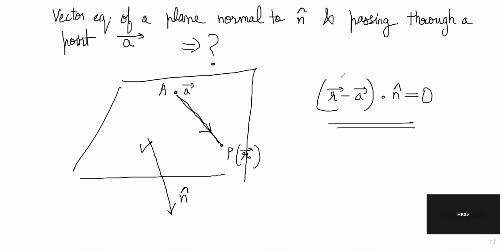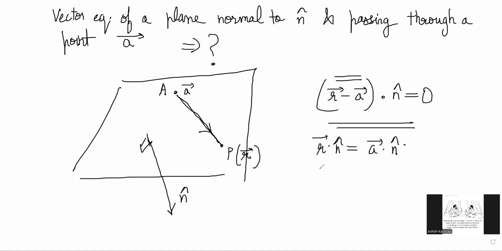Yes, sir. r minus A is a line in the plane and it will always be perpendicular to n. So r minus A dot n is 0. So you'll get r dot n is equal to A dot n. Nothing to remember. These are basic concepts. Okay. So that will be your equation of a plane normal to a vector and passing through another point. Then one thing that you should know is this.